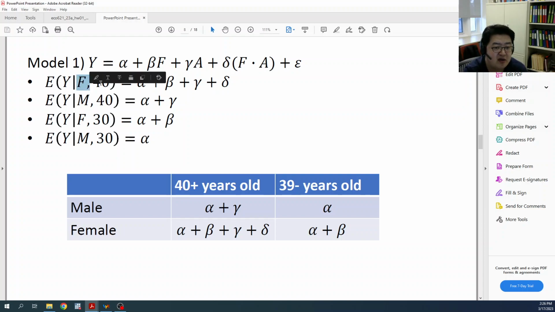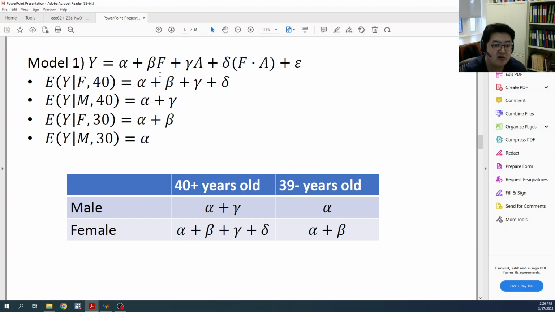So female 40 years old will have 1, 1, 1, 1. So alpha, beta, gamma, delta. And male 40 years old will have 0 here, 1 here, 0, 1. So this will disappear and this will disappear. So 0 here, 0 here. So these 2 terms will disappear, and in the end you only have alpha plus gamma.